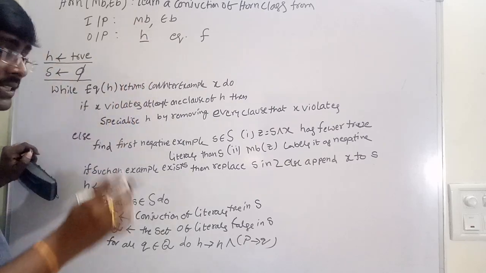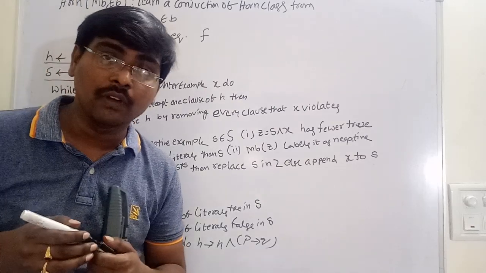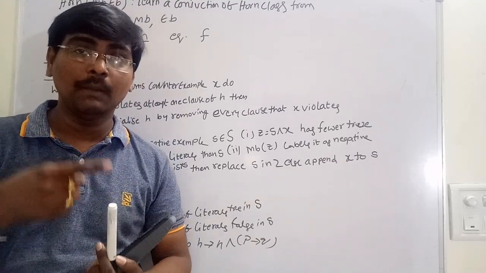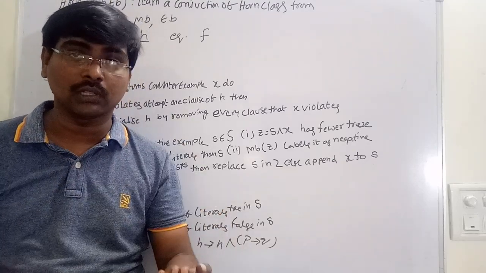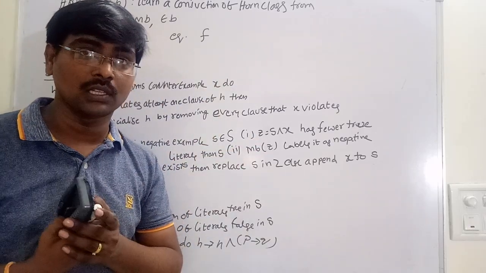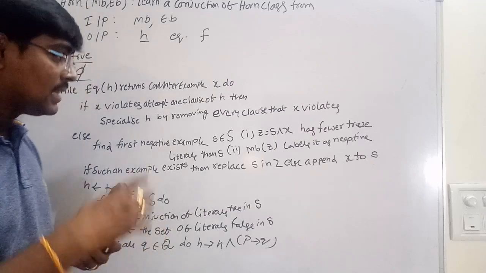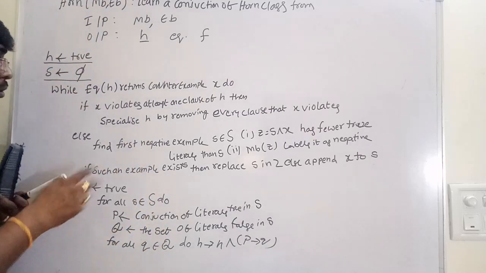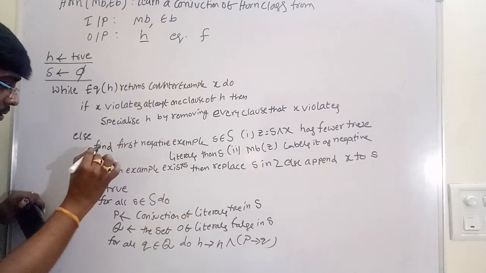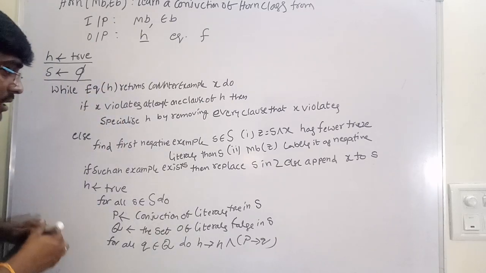Consider a set S of negative examples. From this set S, we repeatedly rebuild the hypothesis. That is the first one. The second one is, remember, we have two cases. First I will explain this case.